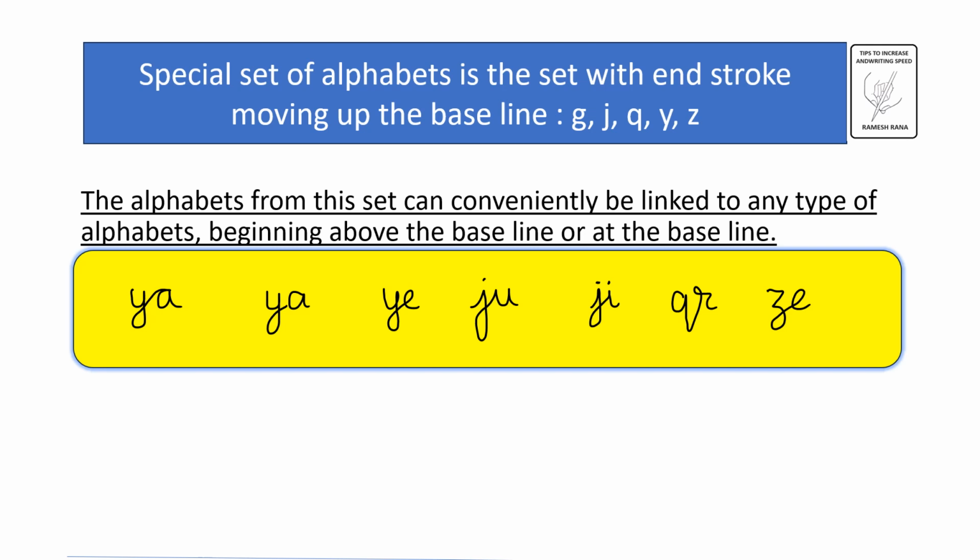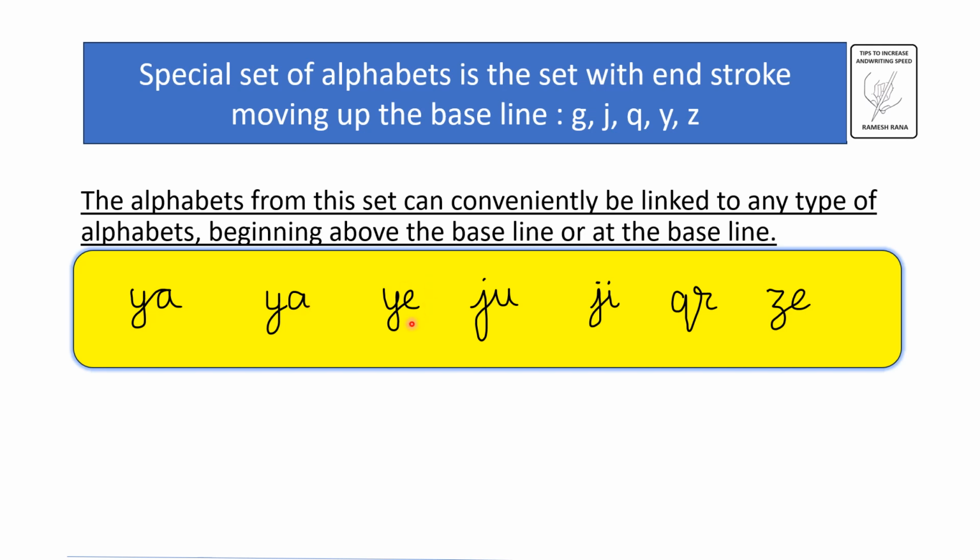Now, the special set of alphabets. This set contains G, J, Q, Y, and Z. They have their end stroke moving up from the baseline and hence can be connected to any alphabet very conveniently. For example, YA. Y can be connected to A at the baseline, can be written separately or can be connected at the top. Similarly, YA can be connected here, or you can write Y separately and A separately depending upon how you write A.